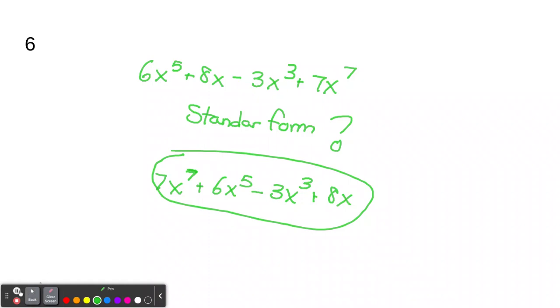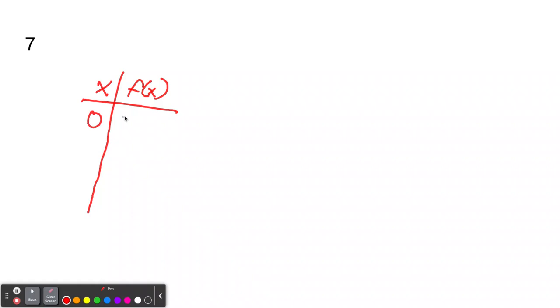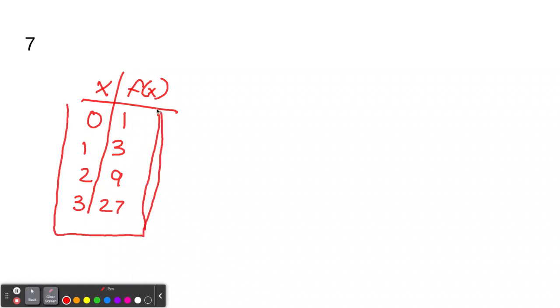All right, let's do number 7. Change the color, why not? So let's say you had a domain and range box, or x and y box. You had an x here, and then you had f of x. And we made a box. That's a little crooked. And we had 0, 1, 1, 3, 2, 9, and 3, 27. All right, doing a little leaning tower of Pisa today. So what type of equation is this? Is this a linear equation?